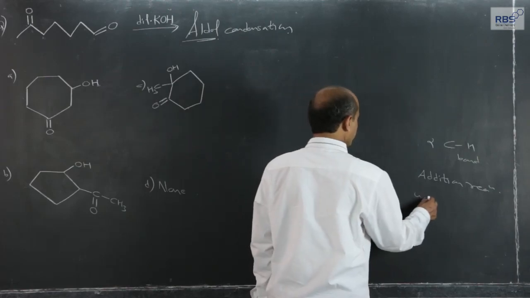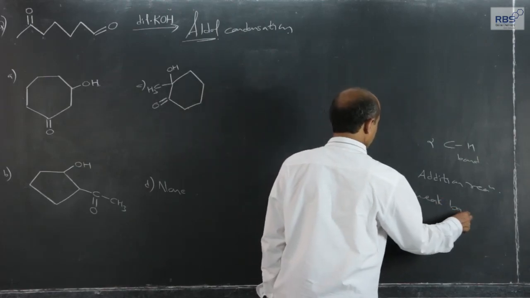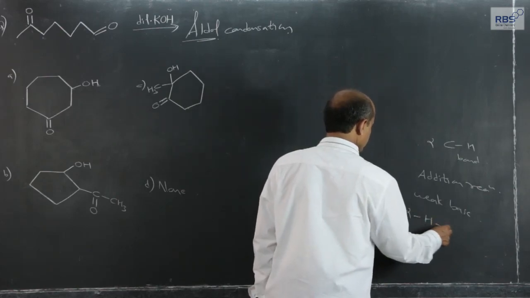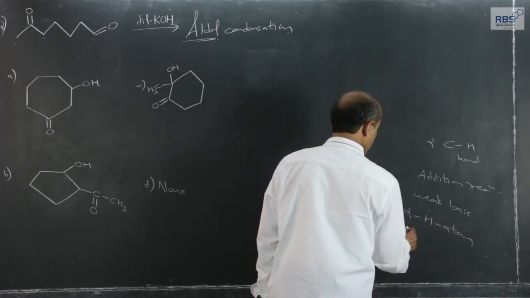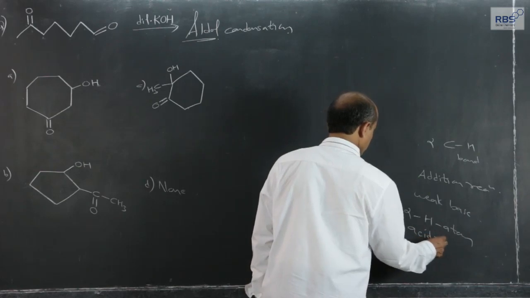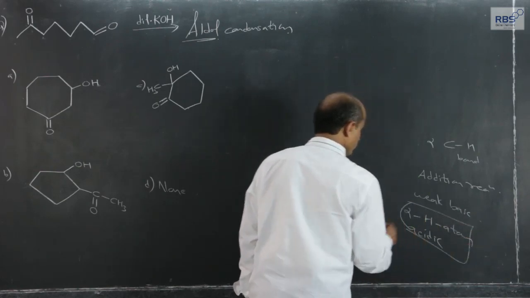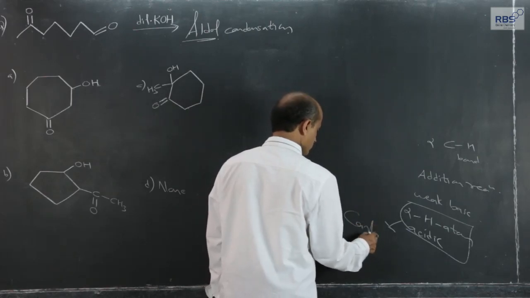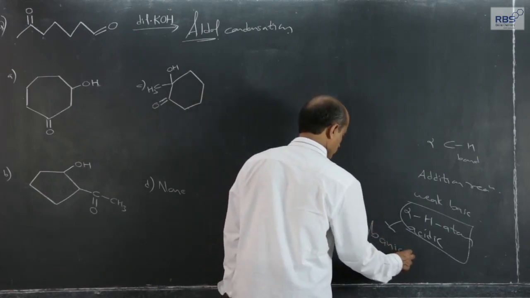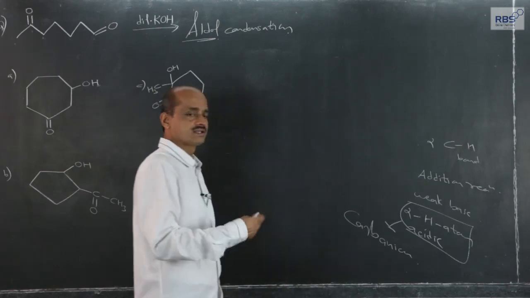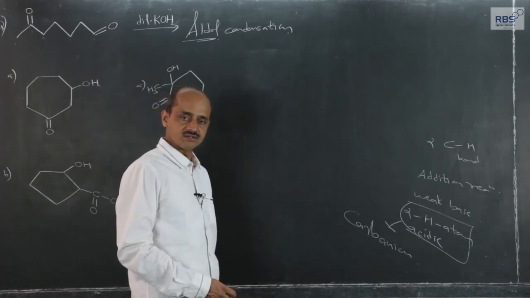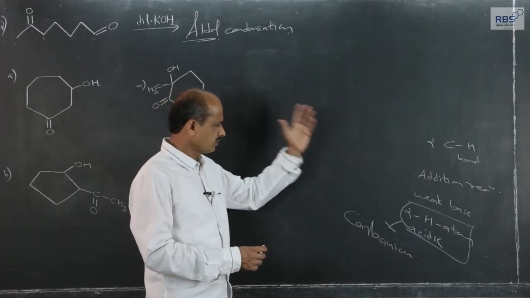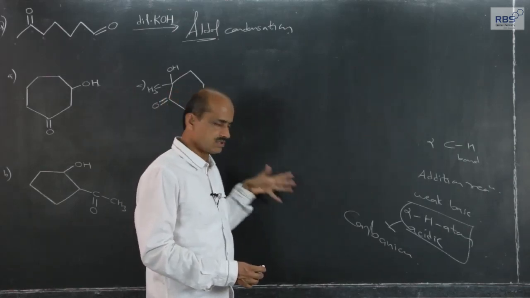In presence of weak base, alpha hydrogen atom, which is acidic, gets removed, giving rise to carbanion, and carbanion attacks the carbonyl carbon of adjacent aldehyde or ketone. Now, that I have told you in detail, therefore, in haste I have just covered.